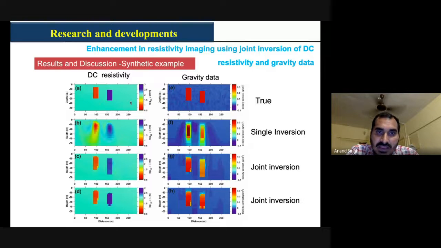So the homogeneous background is actually 100 ohm meter, this is 10 ohm meter resistivity, and this one, I think, is 500 ohm meter resistivity. Here we have a 10 ohm homogeneous background, and then we have a 0.3 density contrast value.